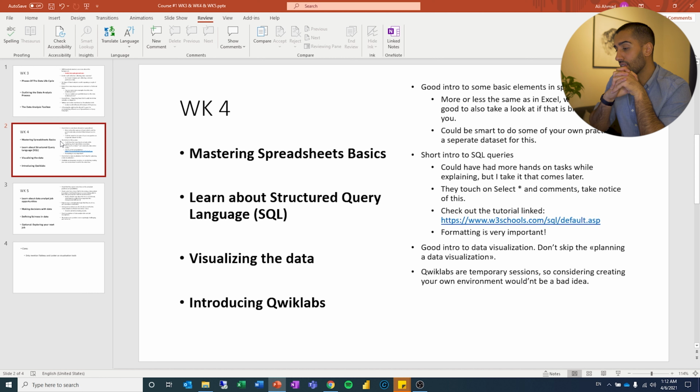Other than that, I wrote good intro to data visualization. Don't skip planning a data visualization, which I thought was quite good, just in terms of how do you figure out what you want to visualize, how you want to do it, how you want to set that up. Quick labs are temporary sessions, so consider creating your own environment. That wouldn't be a bad idea.